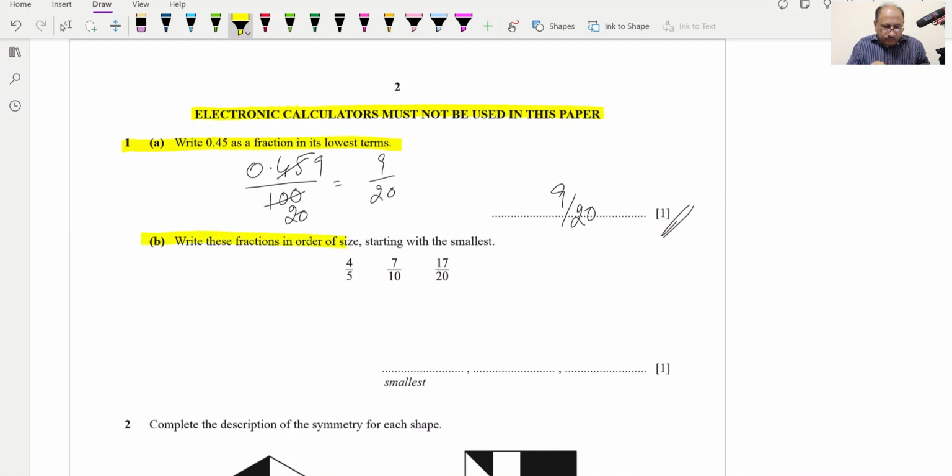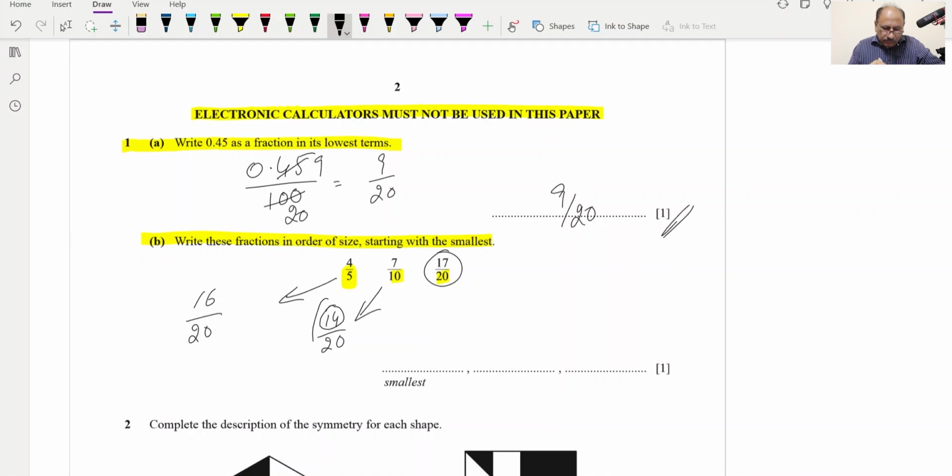B part, write these fractions in order of size starting with the smallest one. The denominators are different, so we can equalize. For this one we can write 16 over 20; numerator and denominator will be multiplied by 4, and for this one we can multiply denominator and numerator by 2, so it will be 14 over 20, and this one is already with denominator 20. Now we can compare numerators, and the smallest numerator is this.